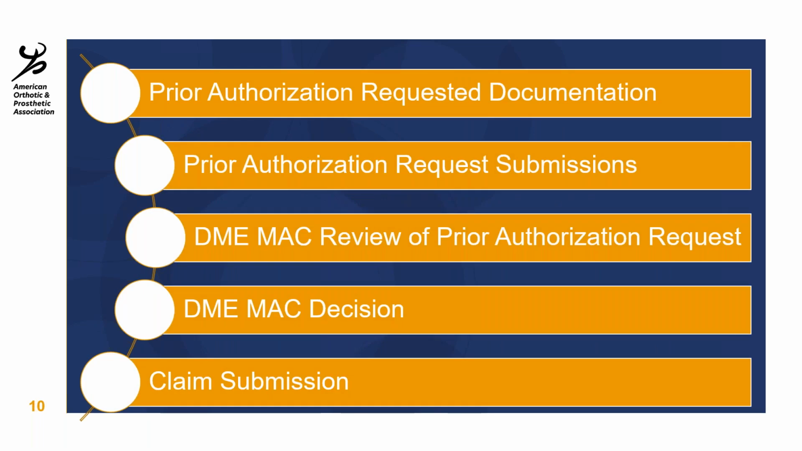To review the prior authorization process, we're going to break it down into its core parts. We're going to look at the requested documentation, or what needs to be included with your request, and how you submit your required documentation. Then we'll talk about how long the DME MACs will take to review your submissions and provide you with a response, then those possible outcomes or responses, and then the final steps of submitting your claims for payment.